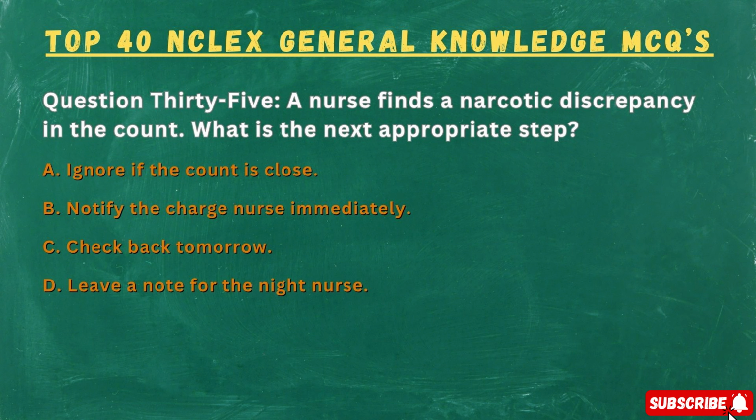Question 35. A nurse finds a narcotic discrepancy in the count. What is the next appropriate step? A. Ignore if the count is close. B. Notify the charge nurse immediately. C. Check back tomorrow. D. Leave a note for the night nurse. Answer: B. Notify the charge nurse immediately.